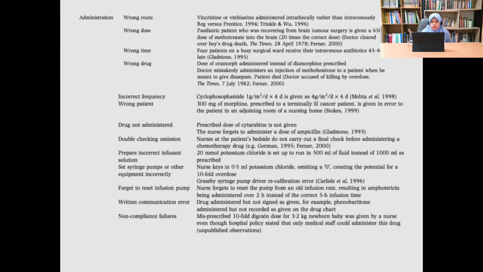Okay, this is another example in the administration process. You can read it on the slide. For example, wrong route: vincristine or vinblastine administered intrathecally rather than intravenously. So the administration and the volume of distribution are also affected by this wrong route.